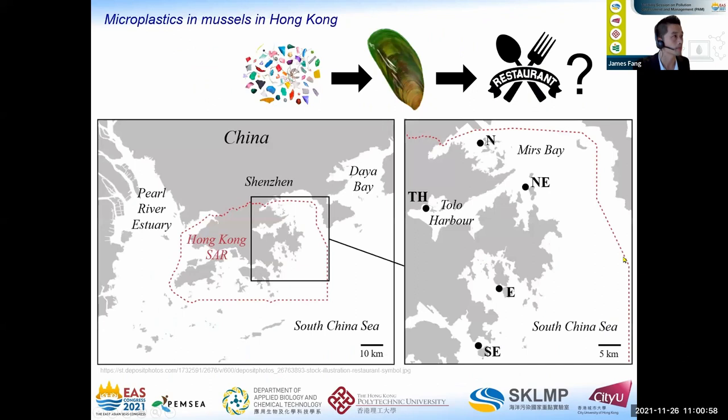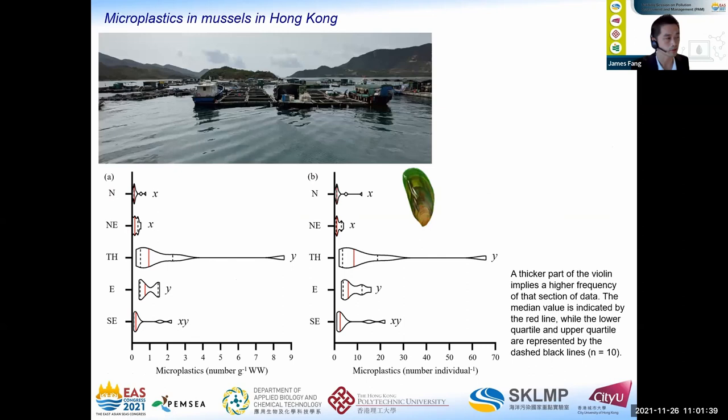Now we have the method. The next question is, we know microplastic exists in seafood, for example, mussel. We would like to know then how many pieces of microplastic can be ingested by us, the human. We have done this study in the eastern water of Hong Kong at 5 important mariculture zones. We collected mussel, analyzed the microplastic, and estimated the human ingestion rate through consumption of this bivalve shellfish. Here is the result using the method I've shown you on the last few slides.